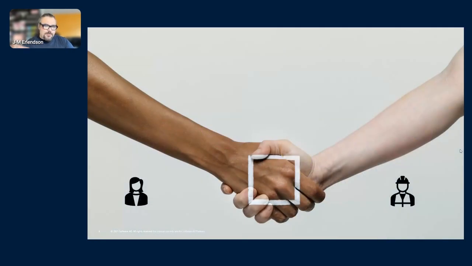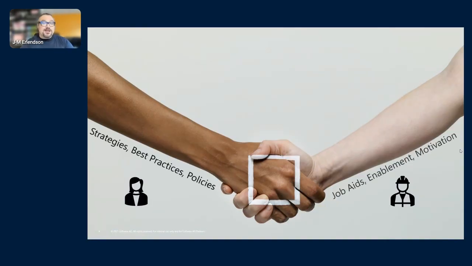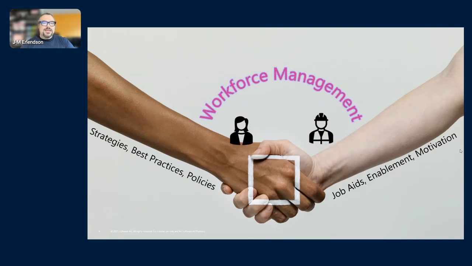So what is this workforce enablement we're looking to achieve, from my perspective? Well, first, we have strategies and best practices and policies that we want to bring together as an organization to understand what we're trying to do with it. And for executors, we have job aids, enablement tools, and motivation for why they do their job. People want to know what they're doing and why. Together, that handshake is our workforce management and the enablement that goes into it.